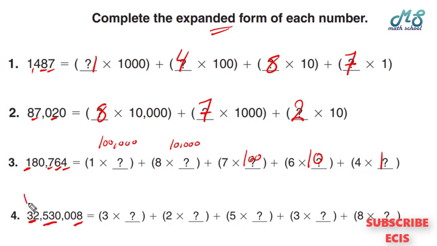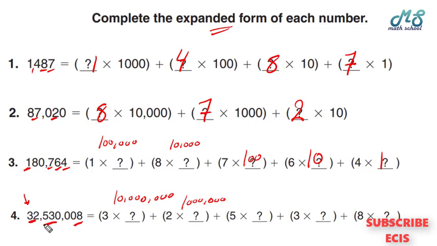32,530,008. 3 in 10 millions place, so its value is equal to 3 times 10 million. Just write 10 million. So the missing number is 10 million. 2 in millions place, its value is equal to 2 times 1 million. So the missing number is 1 million. How can we write 1 million? Just write 1 and 2 groups of zeros.